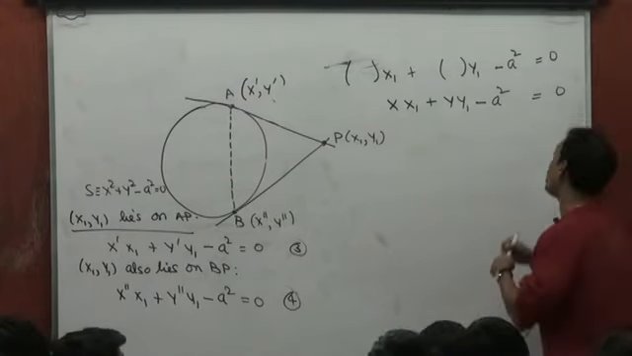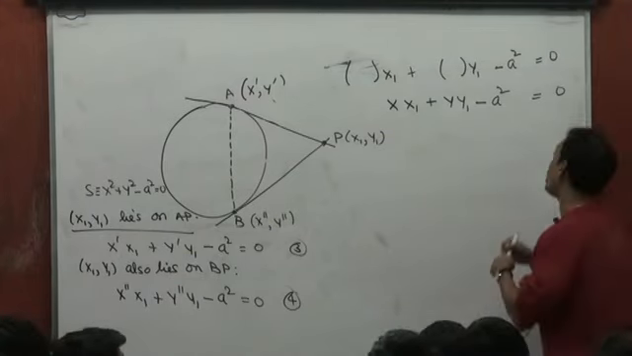Again, question 2. Does x double prime, y double prime lie on the straight line? Yes, it does. Because when you replace x by x double prime, y by y double prime, you get x1 x double prime plus y1 y double prime minus a squared, which also is 0. So this is a straight line on which x prime, y prime lies, and on which x double prime, y double prime also lies. Yes or no?